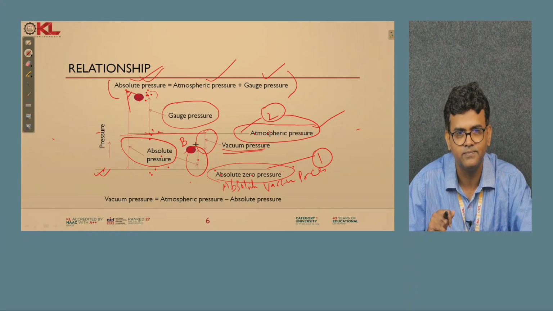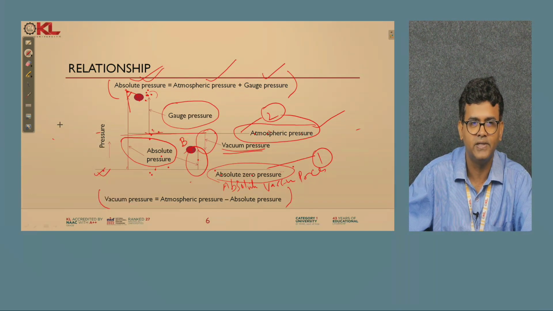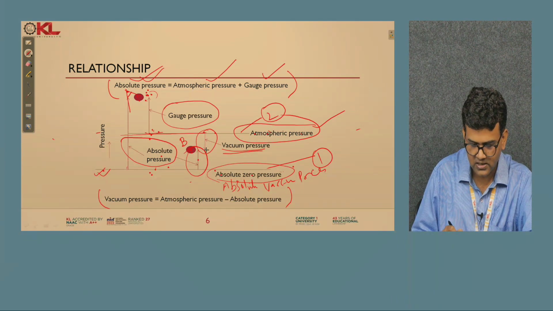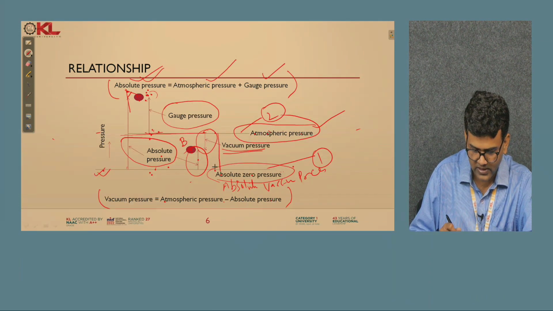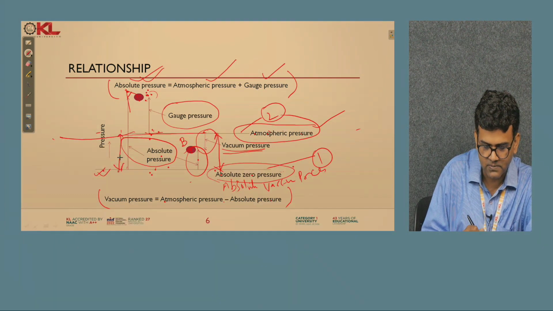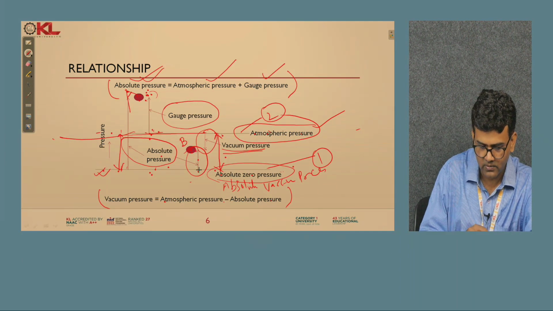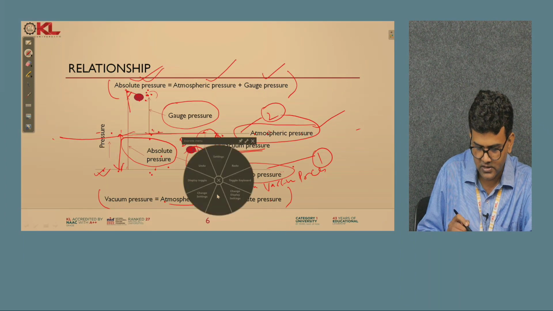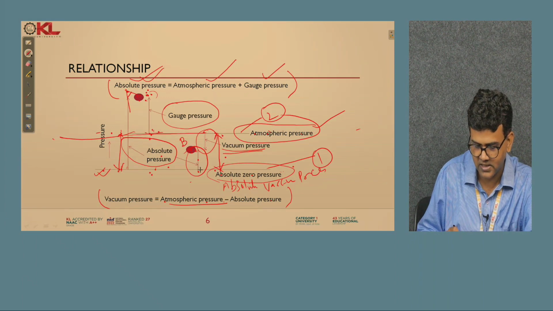For the example taken here, you can see the vacuum pressure relationship. If you take the vacuum pressure, then how much is this vacuum pressure? Atmospheric pressure minus absolute pressure. From this line to this line, it is the atmospheric pressure. If you subtract this absolute pressure for the point B from this atmospheric pressure, you will get the vacuum pressure at point B.